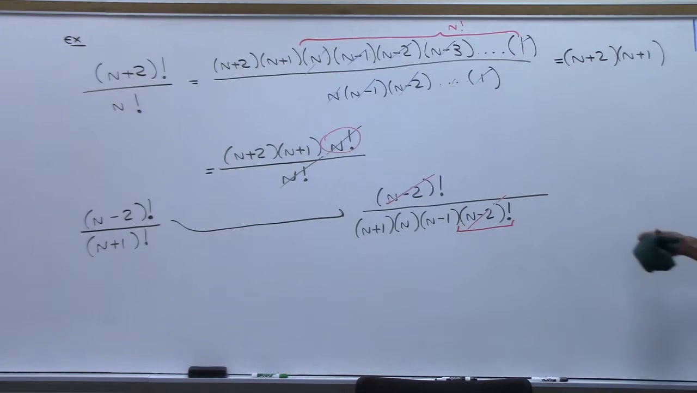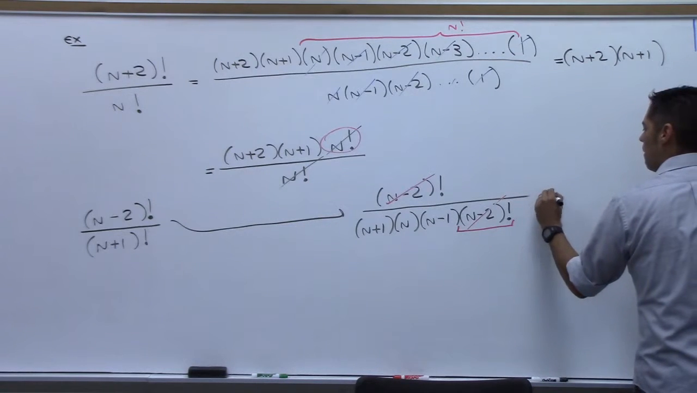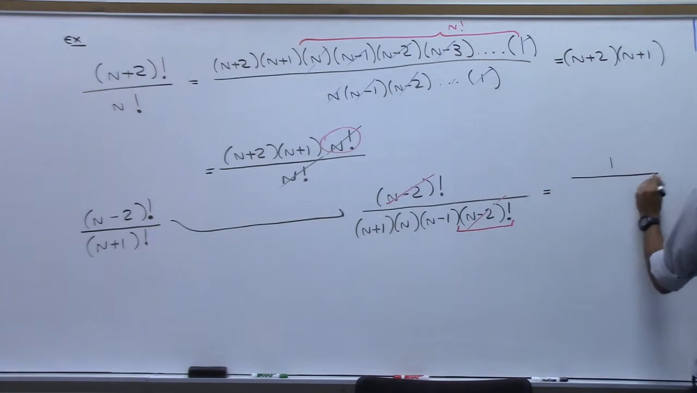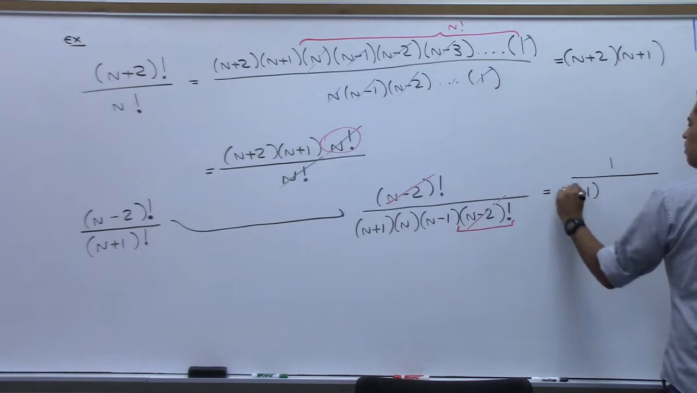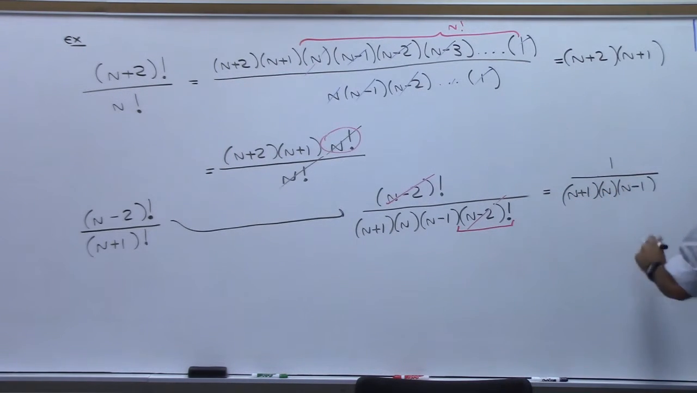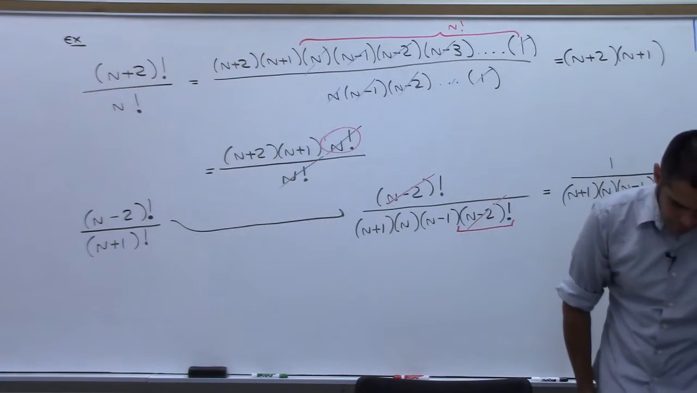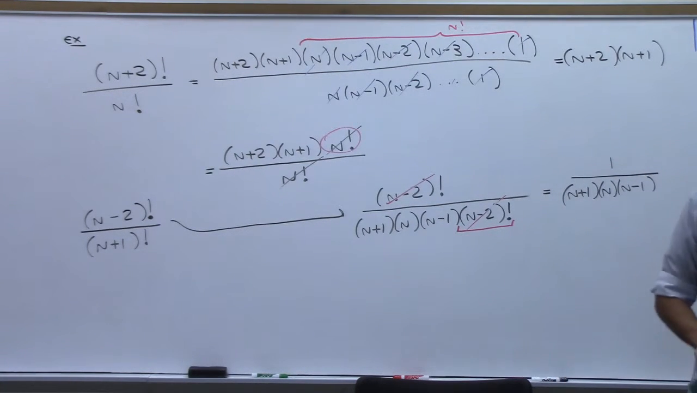And so you're left with 1 over n times n plus 1, or sorry, n plus 1 times n minus 1. Got it? Questions?